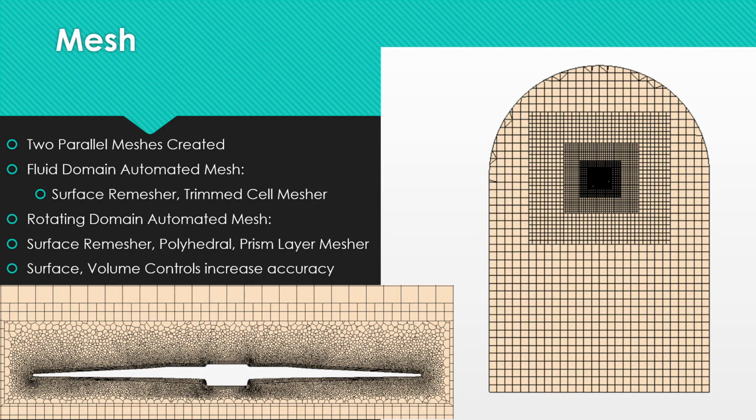Two parallel meshes were created. The first mesh was created for the fluid domain minus rotation domain, using surface remesher and trim cell mesher. The second mesh was created for the rotating domain, using surface remesher, polyhedral mesher, and prism layer mesher. A section view of the executed meshes is shown to the right. A section detail of the rotor meshing is shown below.